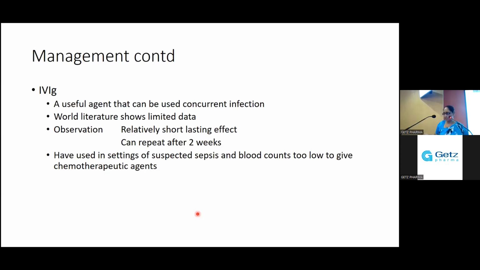In the second case that Udari discussed, she was on IVIG. So I have made my observation. It's not very potent, like methylprednisolone or etoposide. But you can juggle it like in Adu's case, where you go to the middle, you have given etoposide, you have given cyclosporine, the counts are dropping, and you have nothing to do. He was having a chest infection concurrently. This was the only thing that we could use at that time. So I have used it in settings of suspected sepsis and blood counts too low. Yeah, you can repeat it after 2 weeks.